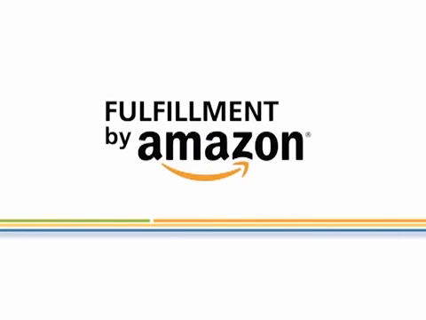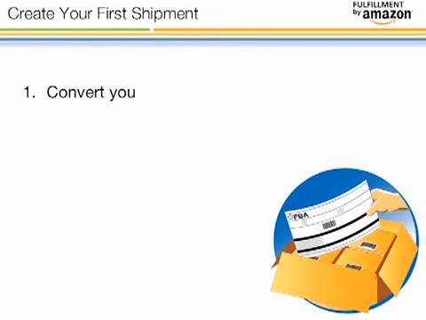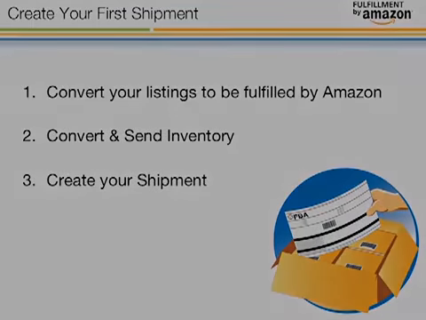Welcome and thank you for registering for fulfillment by Amazon. Once you have your inventory listed, you will be able to create your first shipment. To do so, you will convert your listings to be fulfilled by Amazon. Convert and send inventory and create your shipment. At the end of this tutorial, you will find where you can learn more about creating shipments.